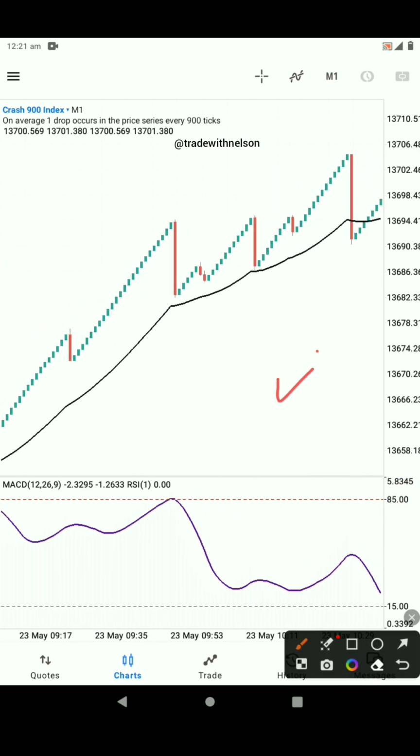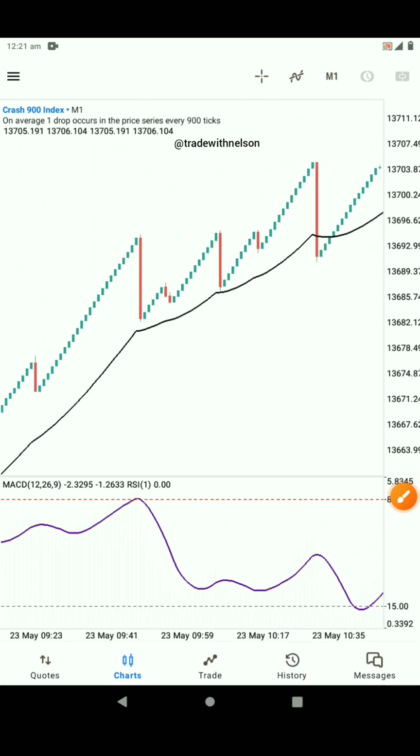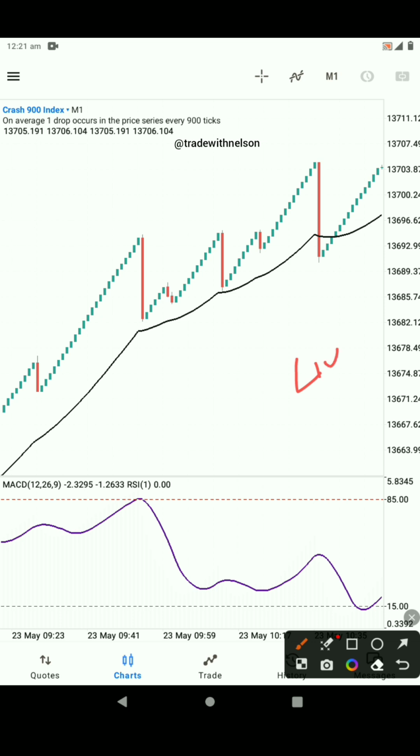So after this, I want you to go back on your chart, backtest this strategy, test it for at least 2 to 3 weeks. Then go on your demo account and trade it in a live moving market.